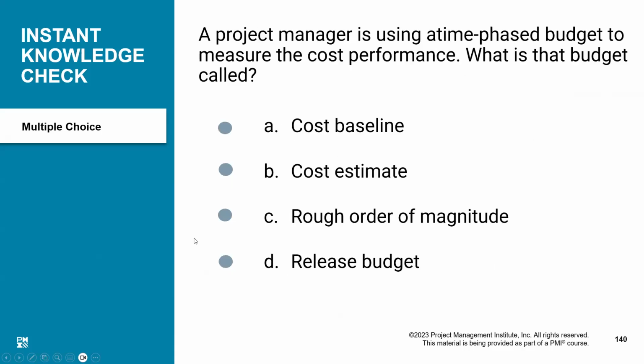All right. Our project manager is using a time-phased budget to measure the cost performance. What is that budget called? Time-phased budget. What is that called? Yes, Mark? I'm guessing A. A, yeah. Cost baseline is the only estimate which is time-based. Oh, sorry. Cost estimate? No, it is wrong. A is the correct answer. A is the correct answer.